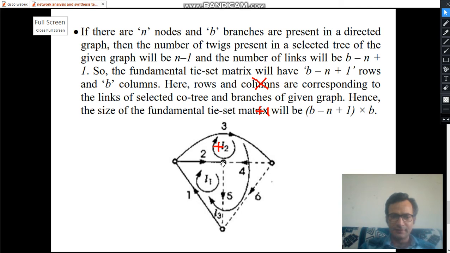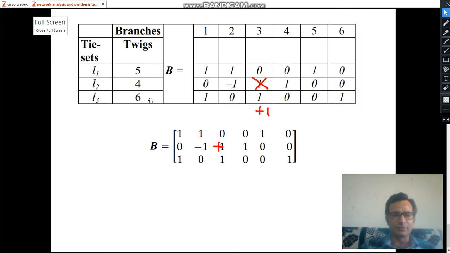Suppose this is our tie set 1 associated with link, this link. So L1 is this loop or tie set, and if I consider this, then this closed path will be formed. If I consider this, then this closed path will be formed. So in tie set matrix also we have tie sets here. Rows are corresponding to tie sets, and columns are corresponding to our branches.